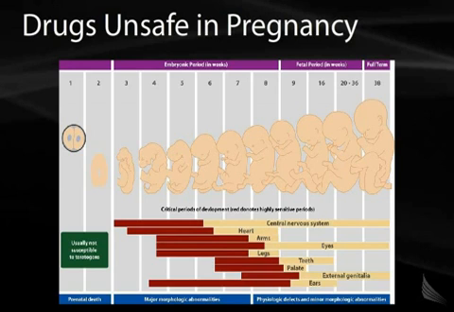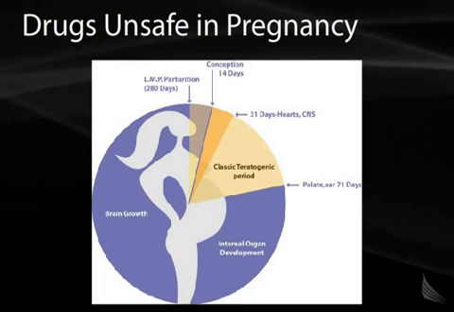The ears, the genitalia, the teeth, the legs, arms, the heart, the central nervous system, in the first trimester, from 3 to 8. In the later part of the pregnancy, the baby does not appear to be as sensitive to teratogens. And this just shows a pie chart that shows that after conception, the classic teratogen period is up to 71 days.